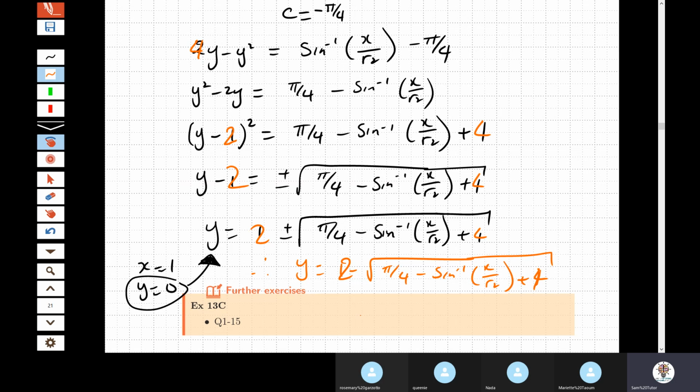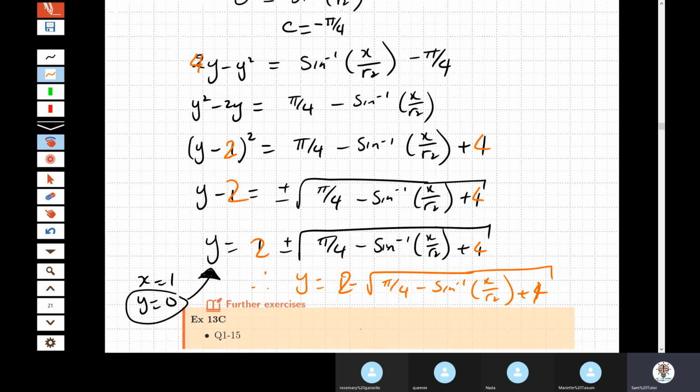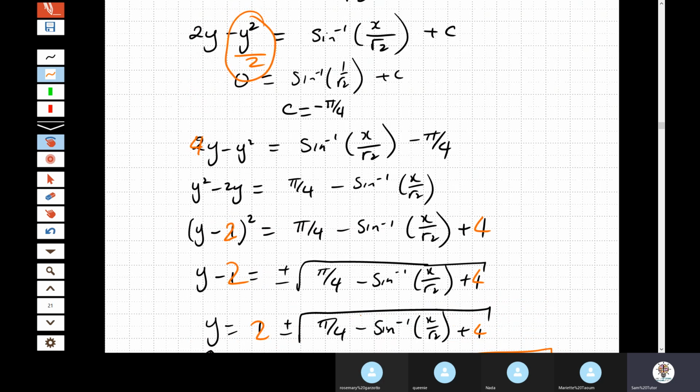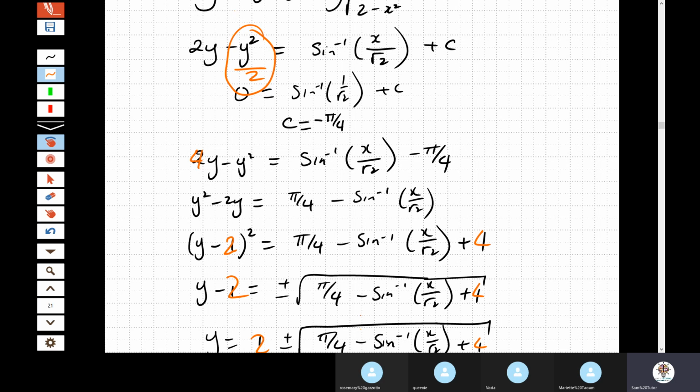Do you want to do it again? Where did you guys get stuck yourselves? Oh, you didn't think of inverse sine. You just moved everything to one side after 2y minus y squared. So you were up to the stage of making y the subject? Yeah, fair enough. Now you know how to make y the subject.